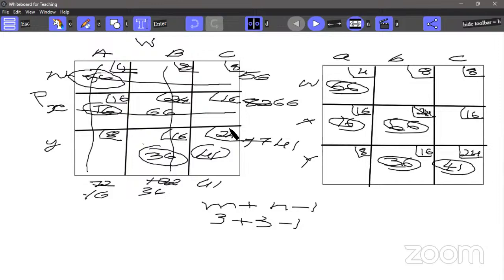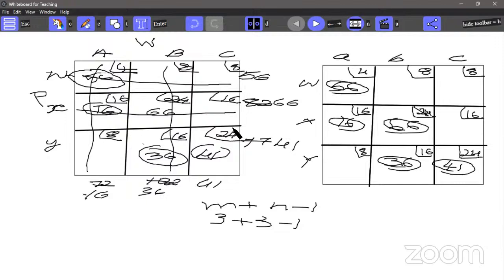So do we have the requisite number of stones? WA is 1 stone, XA is 1 stone, XB is there, YB is there, YC is there. Are the number of stones enough? Yes, enough. We can go ahead with the next step.